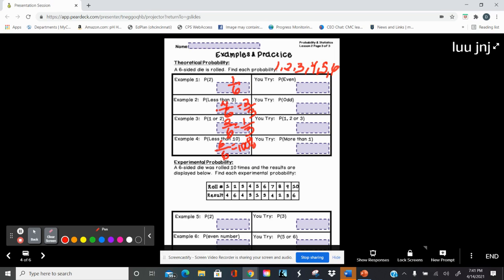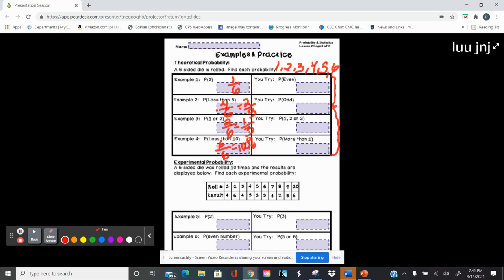All right. So these are going to be ones that you're going to get to try on your own. So what I want you to do is go ahead and try them on a piece of paper. Once we get through the whole lesson, you're going to take a picture of what you got for each one. So you'll have to actually write P, the parentheses, and then whatever the event is.